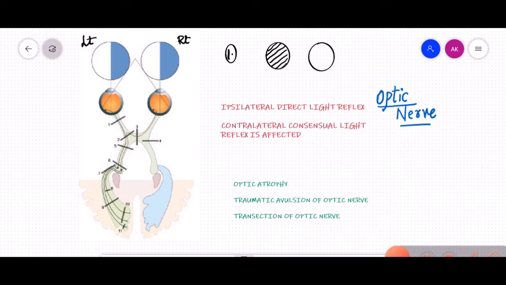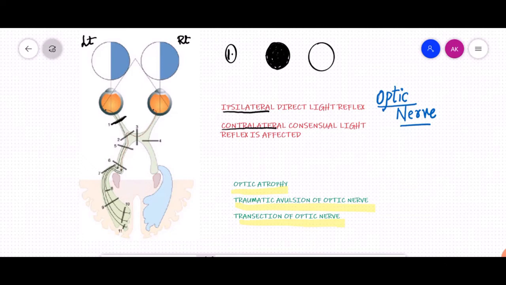Whenever an optic nerve of one side is involved, either because of optic atrophy, traumatic avulsion of the optic nerve, or transection of the optic nerve, it will lead to almost complete blindness of the same side. As shown in the diagram and represented by number 1, if the left side optic nerve is affected, there will be a complete blindness on the left hand side. Along with that, the ipsilateral direct light reflex will be gone and the contralateral consensual light reflex will be gone.